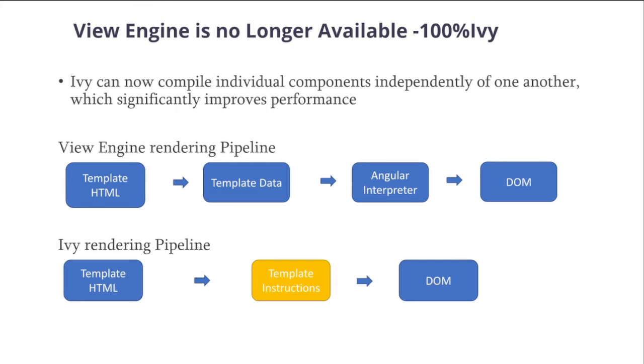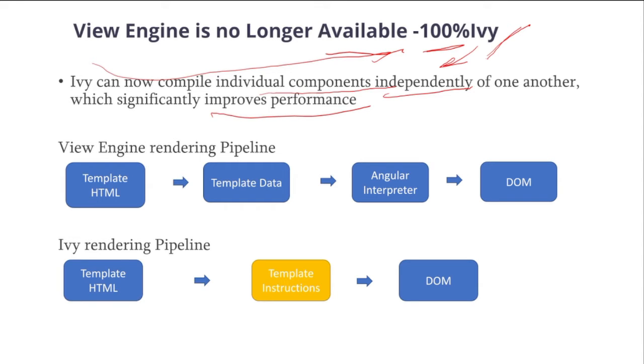First one is View Engine is no longer available. It means in the current version it's completely removed. Instead of that, they introduced the Ivy compiler. In previous versions, we also had an option to enable Ivy. Now it's 100%. The main advantage of Ivy is it can compile individual components independently. Then it automatically improves the performance.